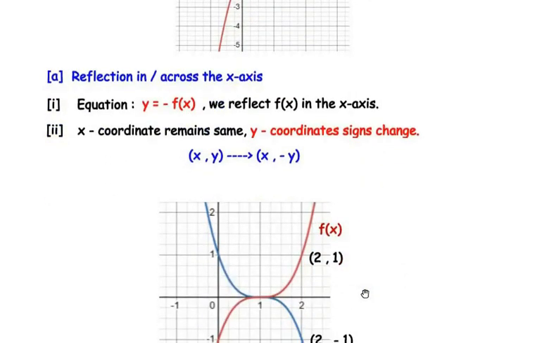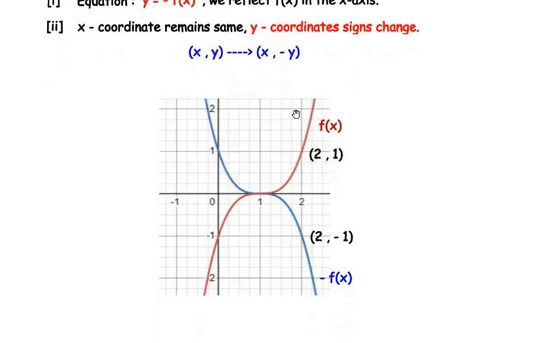Here we have shown the reflections across the x-axis. The graph in red is the parent function f of x, and the graph in blue is going to be the transformed or reflected function, that is negative f of x. Here we have considered the point 2, 1 on the parent graph. This will be reflected downwards as this point is above the x-axis. Pushing this downwards, it is going to be 2, negative 1. So the x coordinate has remained the same, but the sign of the y coordinate has changed. So positive 1 has become negative 1. So the point comes over here.